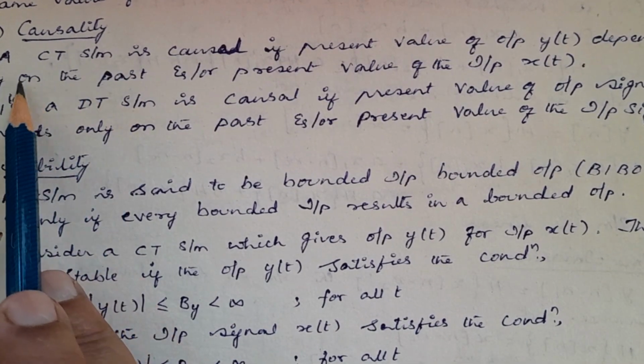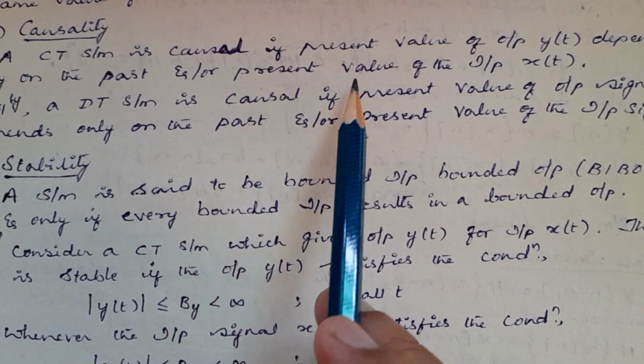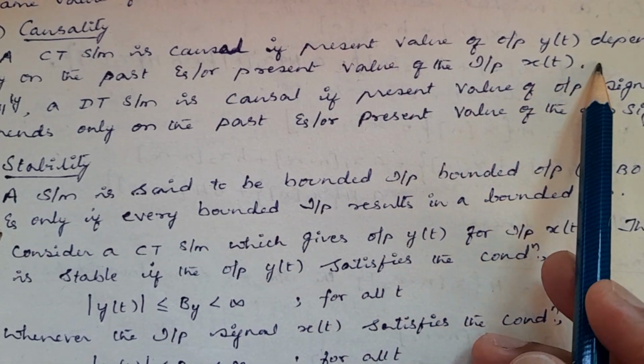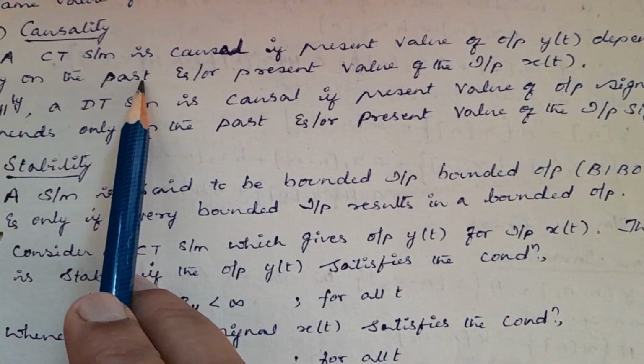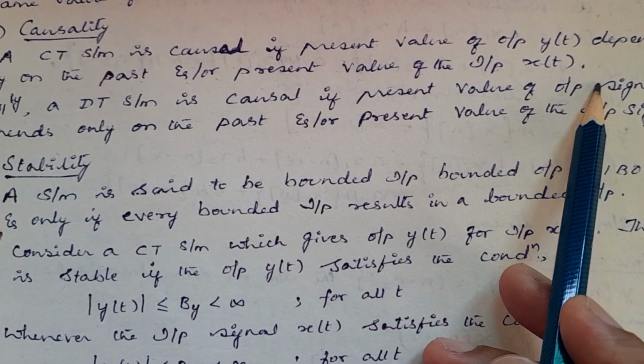Causality: a continuous time system is causal if the present value of output y of t depends only on the past and or present value of the input x of t.